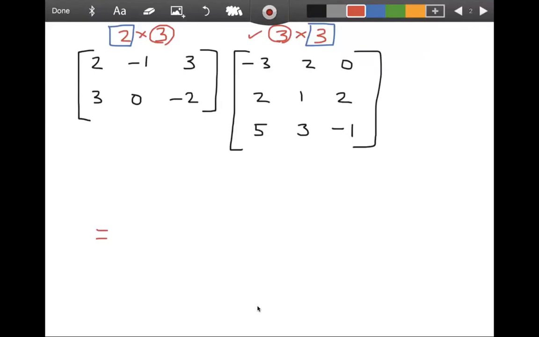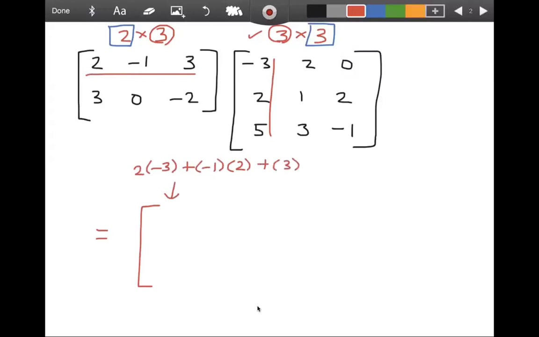All right, so the 1-1 entry in the product matrix will be this row times this column. I believe that's the example we just did before. So 2 times -3 plus -1 times 2 plus 3 times 5, which comes out to 7.